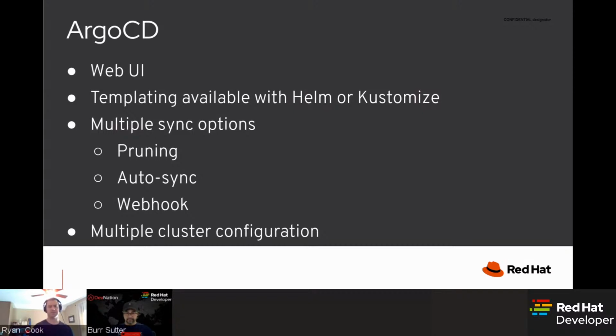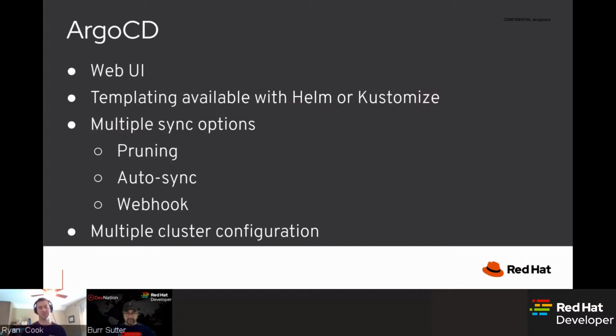The other thing is it's got really cool sync options. Some tools do not have the ability to do pruning. What pruning is: if you have pruning enabled for your GitOps tool, it's just going to delete anything that's not in your Git repository. So if you have a security engineer in your organization, they're going to absolutely love pruning because it is that administrator that's saying, no, that's not in Git. Get that off my cluster.